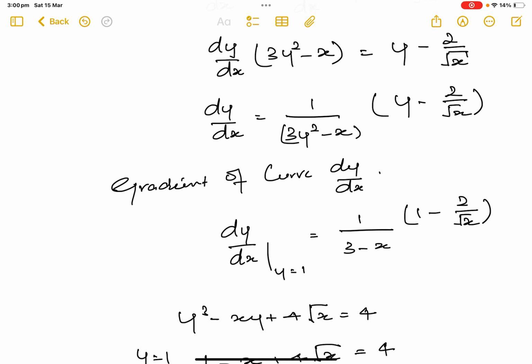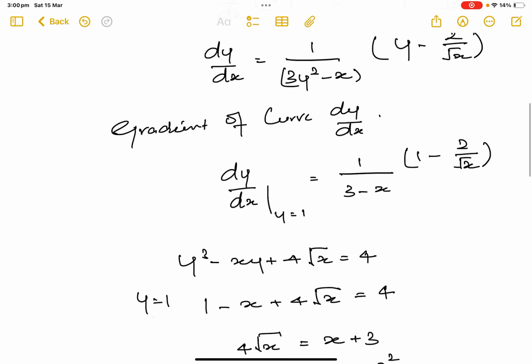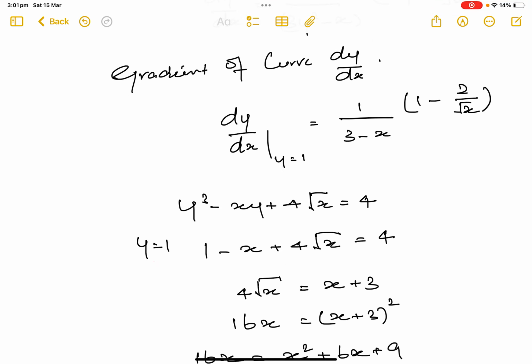The gradient of the curve is dy over dx. We talked about it, so that's how we differentiate. So we have found dy over dx; now we need it when y equals 1. So I substitute y equals 1. So 1 over 3, since y squared is 1, minus x, times y which is 1, so 1 minus 2 over root x. So now dy over dx, the gradient of the curve at y equals 1, is in terms of x.